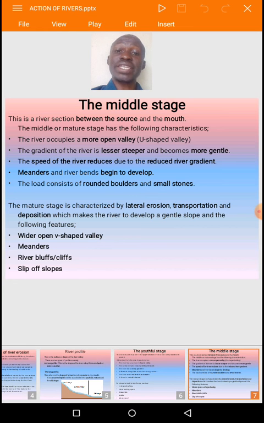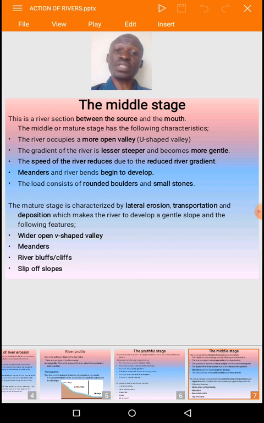In this stage, there is lateral erosion. When you say lateral erosion, the sides start widening. This is erosion. Materials are being removed from the sides of the river valley and carried. At times, even deposition. The river at times loses its strength and materials start dropping along the way. That is deposition.